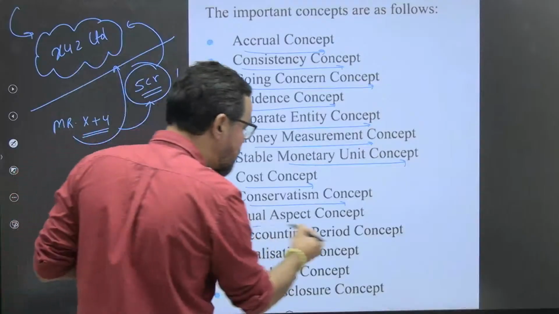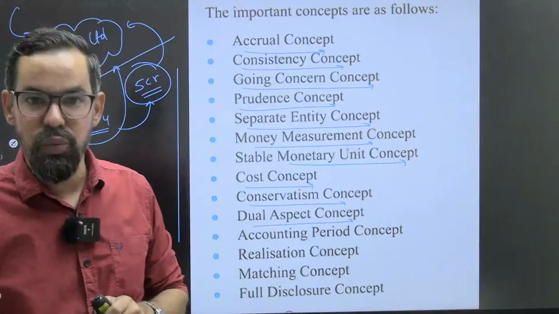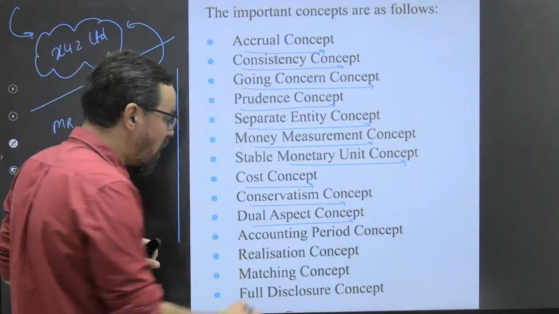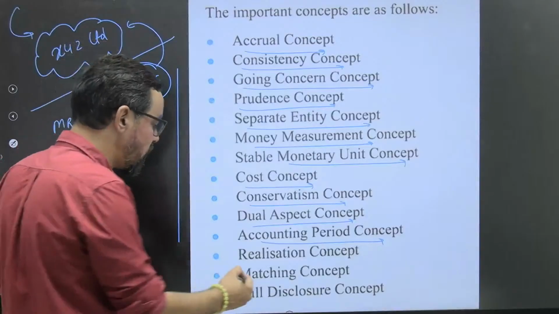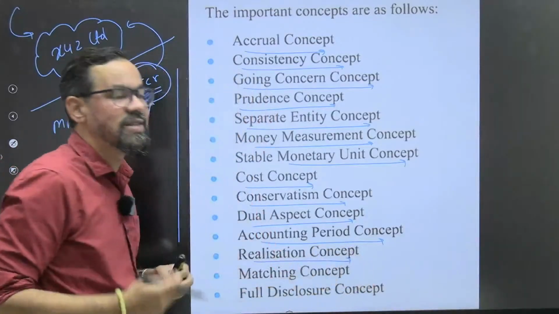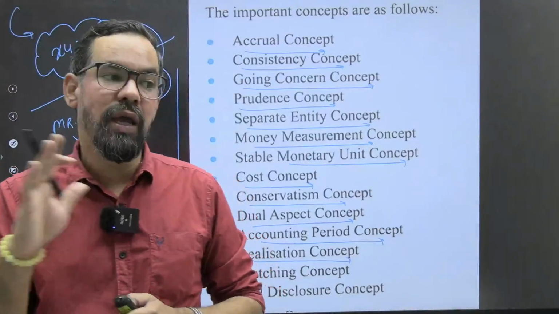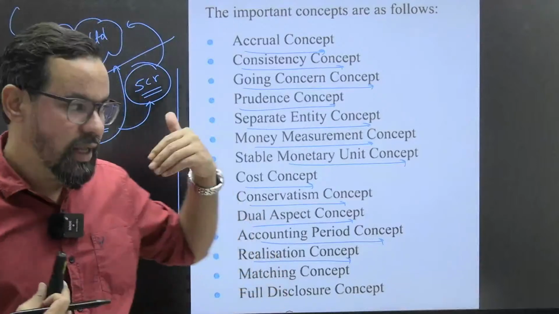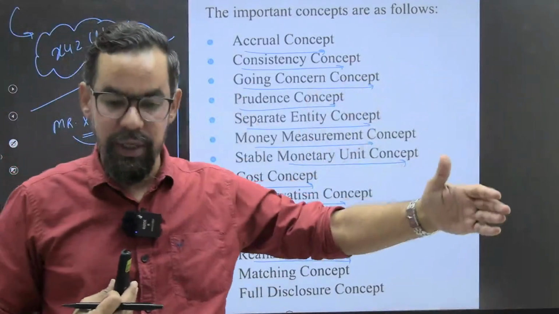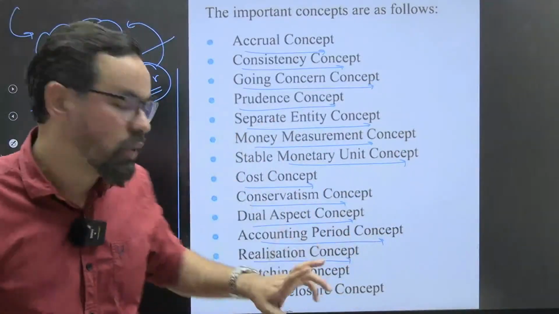Dual aspect of accountancy is related to every debit having a corresponding equal credit. Accounting period concept: 1st April to 31st March, that we have to follow. Realization concept: until something is realized, we cannot account the expectations. Say XYZ has made some sale to ABC. Now ABC is legally liable to pay for that, only then will you account for it.